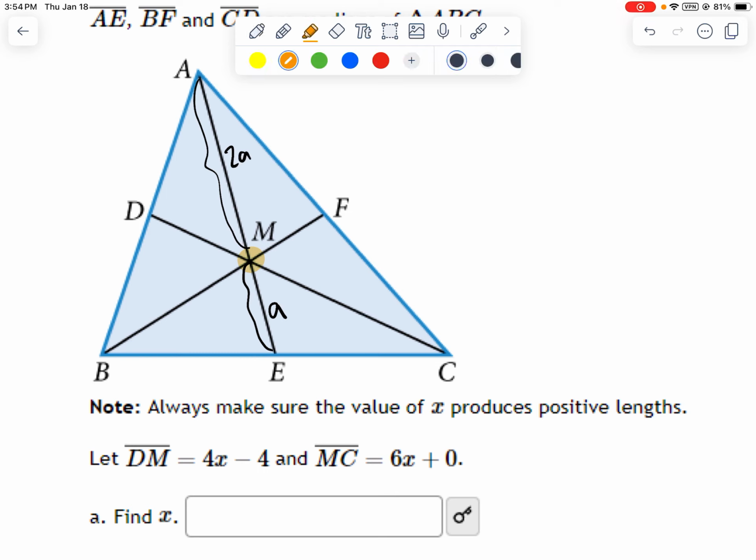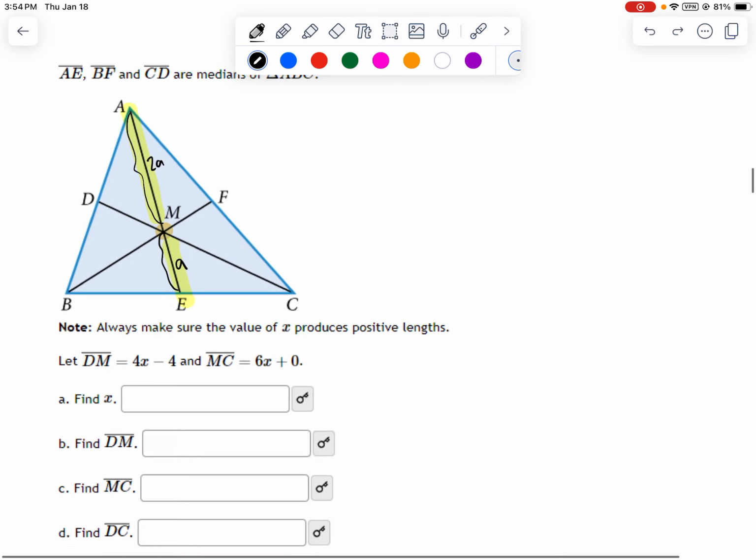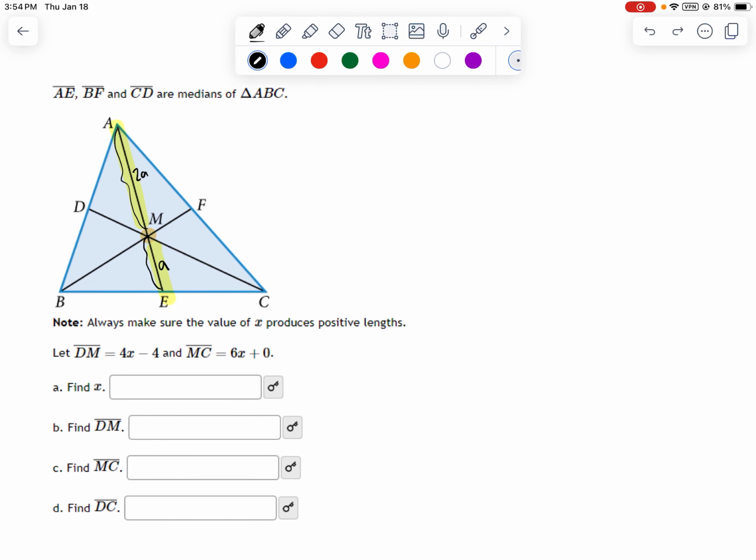So that means that the shorter segment is half of the long one, or you can say the long one is double the shorter segment. So that means that you can take this shorter one, double it, and you end up here. Or you can take this long one, halve it, and end up there. Okay, so do keep that in mind when we have stuff like this going on. And that's true for every one of these segments.